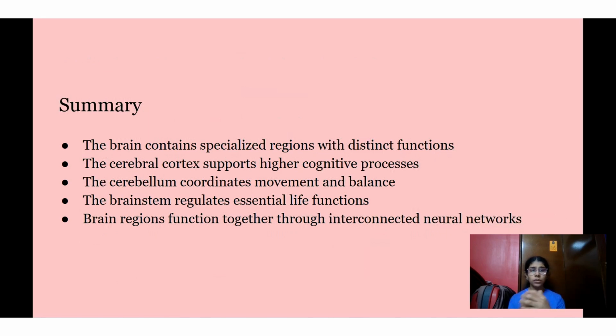In summary, this module goes over a few things. First, the brain contains specialized regions with distinct functions. The cerebral cortex supports higher cognitive processes. The cerebellum coordinates movement and balance. The brainstem regulates essential life functions, and the brain regions function together through interconnected neural networks.